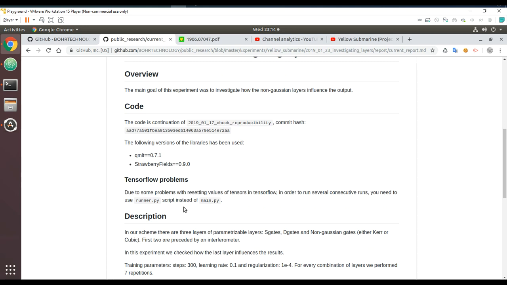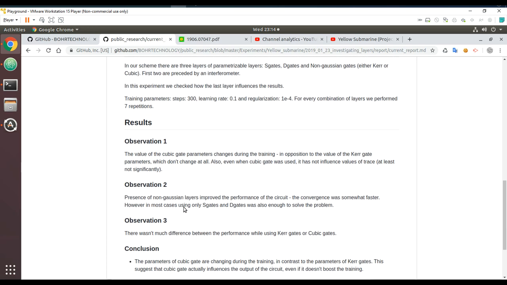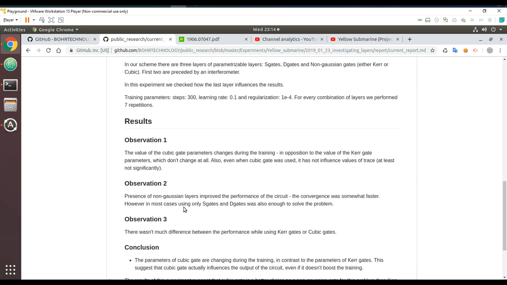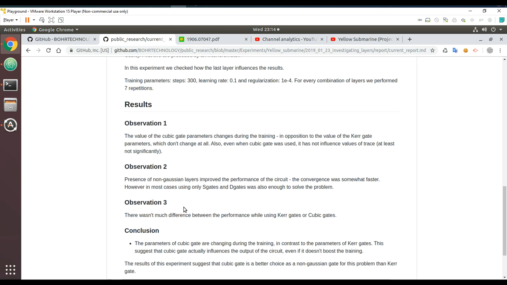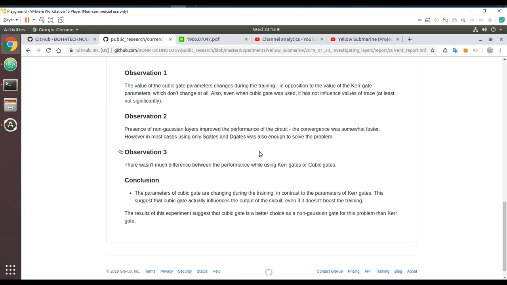The main goal of this test is to investigate how the non-constant layers influence the output. The value of the cubic gate parameters changes during the training, in opposition to the value of the Kerr gate parameters, which don't change at all. Even when cubic gates are used, it has no influence on the values of trace, at least not significantly. Cubic gates. Conclusion: the parameters of cubic gates are changing during the training.